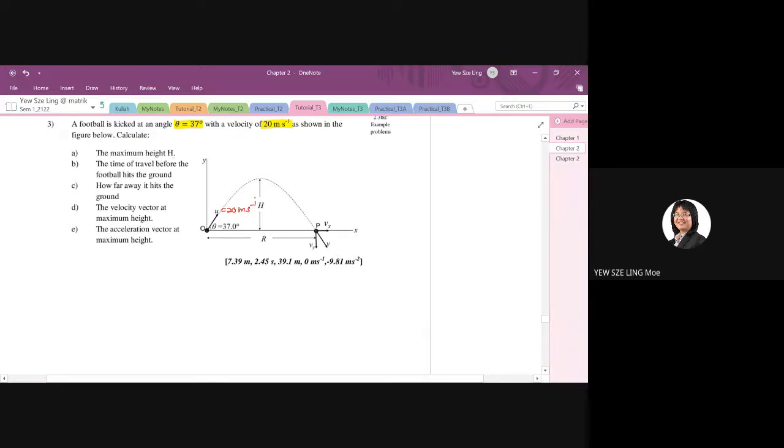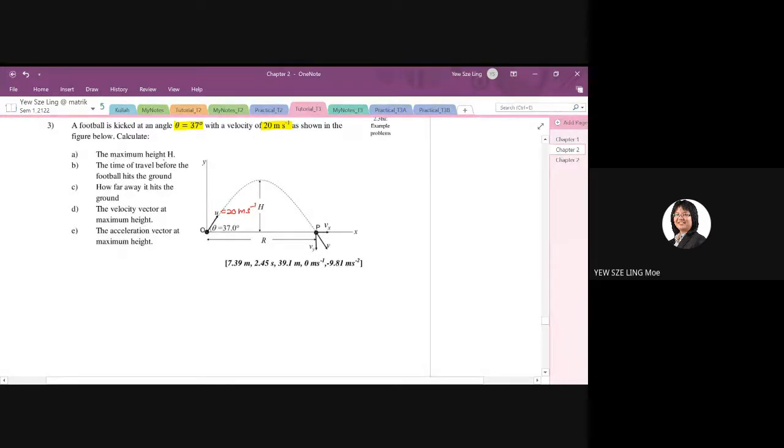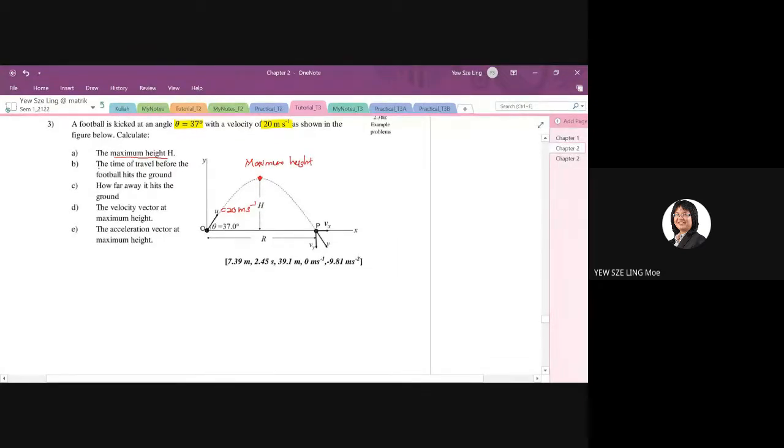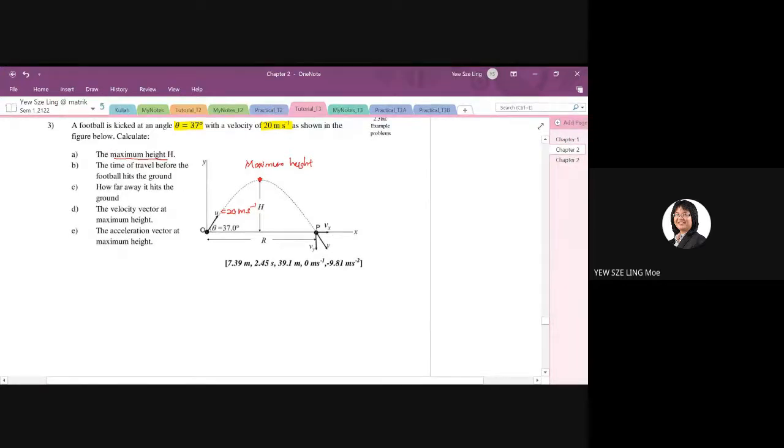When it comes to this type of question, when the question is asking for the maximum height, or when we have a projectile motion question like this, we can form two tables. Question A wants you to calculate the maximum height. What happens at the maximum height? This point is the maximum height. Then question B asks for the time traveled before the football hits the ground. So it refers to point P, where it goes back to the ground.